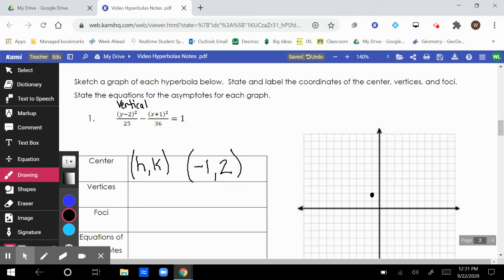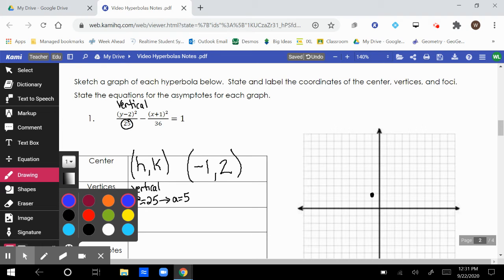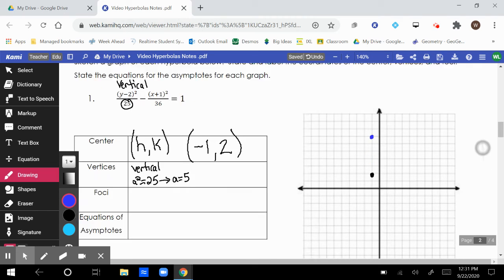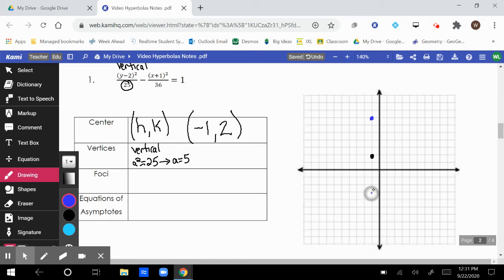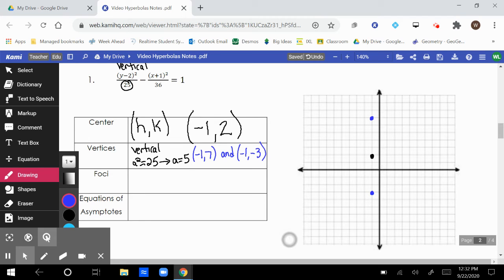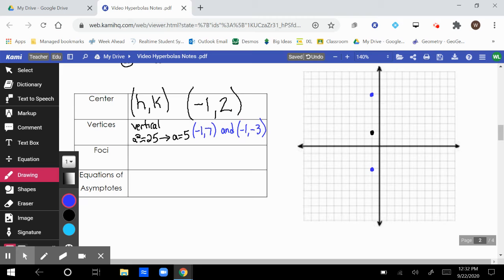Okay, and you're going to go up and down, similar to what you did for ellipses, by the square root of that y denominator. So we have that it's vertical. a squared is 25, which means a equals 5. Since this is vertical, I have to go up and down by 5 from my center point. I'm going to do my vertices in blue here. 1, 2, 3, 4, 5, and then down 1, 2, 3, 4, 5. Pause the video and try to come up with those two coordinates. You should have gotten (-1, 7) and (-1, -3).